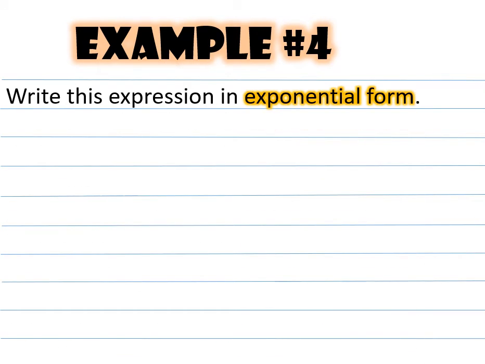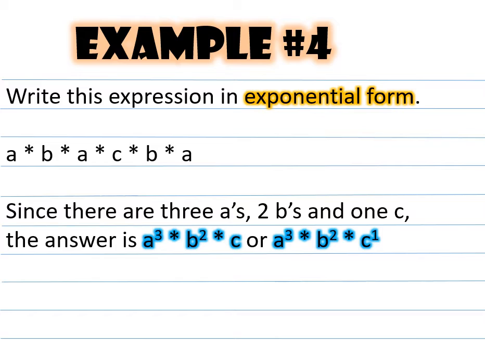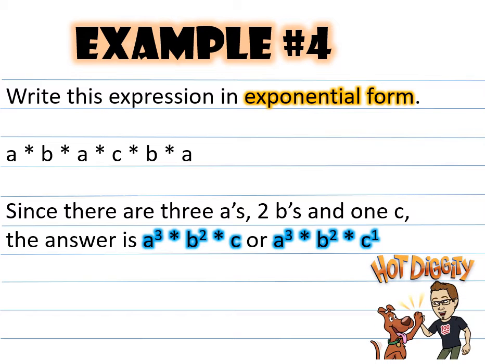Example number 4. Write this expression in exponential form. A times B times A times C times B times A. I don't know how much each letter is worth, but I do know that I can group them together. Since there are 3 letter A's, we're going to call it A to the 3rd. There's 2 letter B's, we're going to call that B to the 2nd power, and there's just 1 letter C. So we would say times C, or you could say times C to the 1st power. Either way would be fine. Hot diggity!